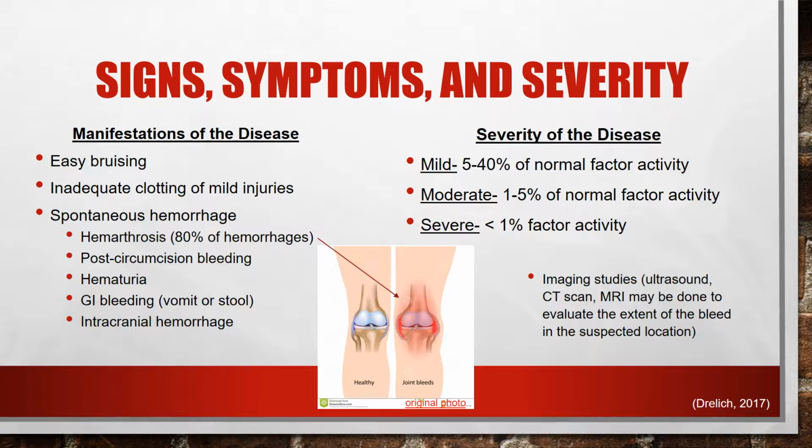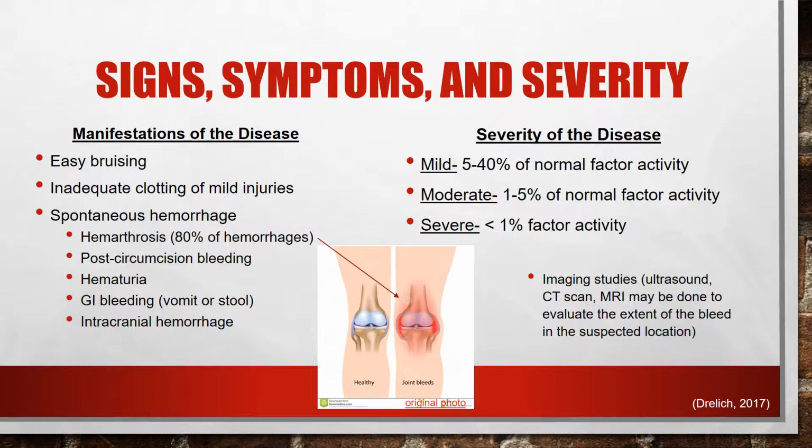So severity of the disease, you can have a mild, moderate, or severe form of hemophilia. And when you check the blood for the factor activity level, if they have 5 to 40% of the normal factor activity level, they are said to have a mild form of the disease. 1 to 5% of the normal factor activity level is considered a moderate form of the disease, and less than 1% is a severe form.